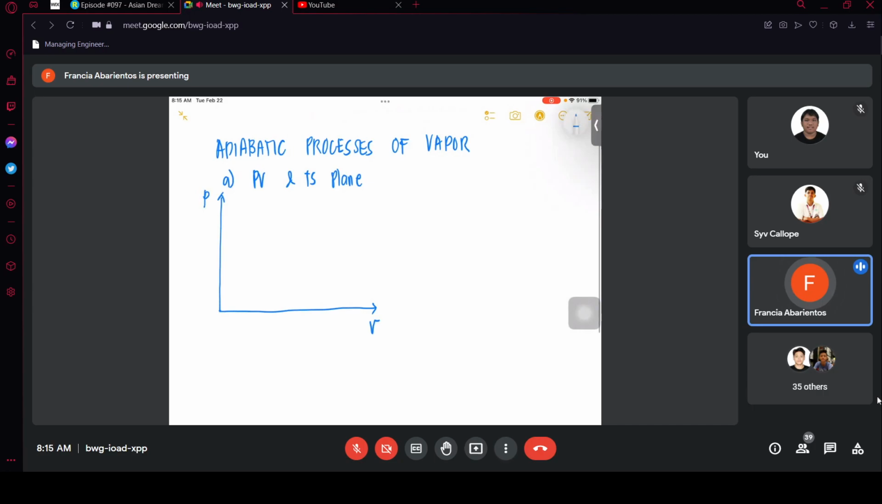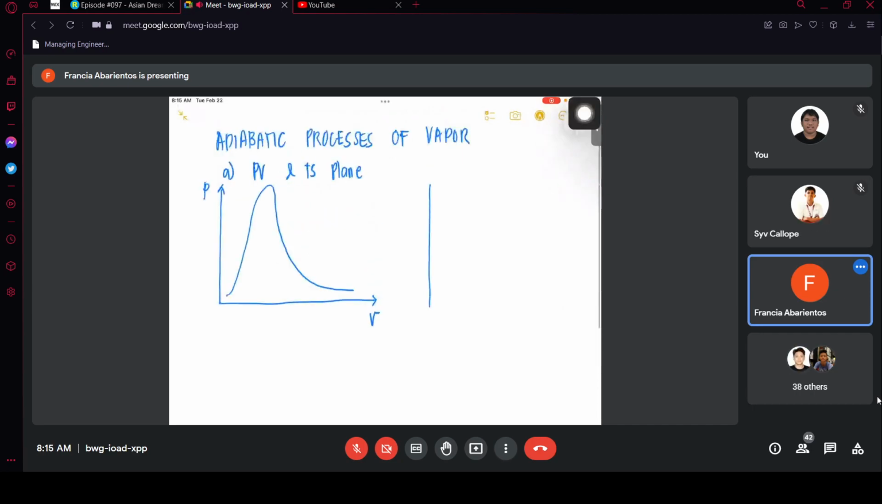Sulat natin. We have the pressure and specific volume. So, palagi ganito class. And the TS. Class, in a reversible adiabatic process, ang nangyayari class is a constant entropy. Pag sinabing adiabatic class, constant entropy. Yung S natin is constant. Okay?